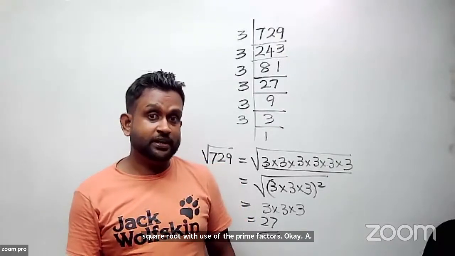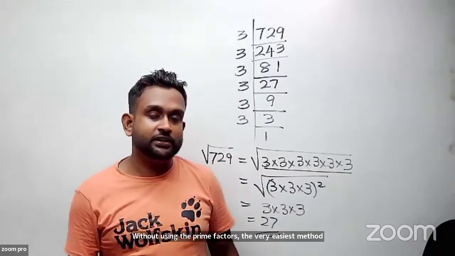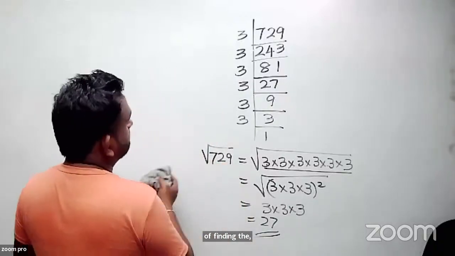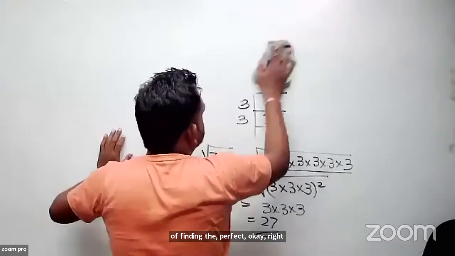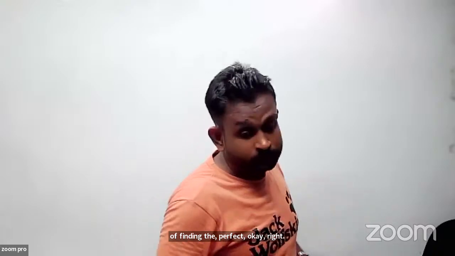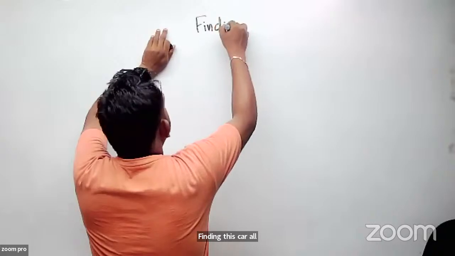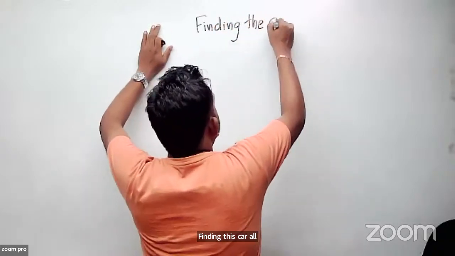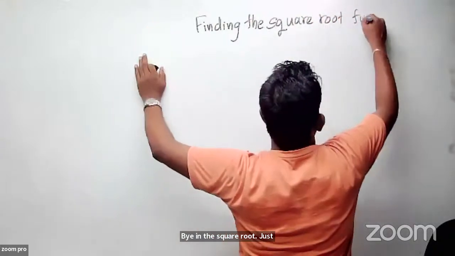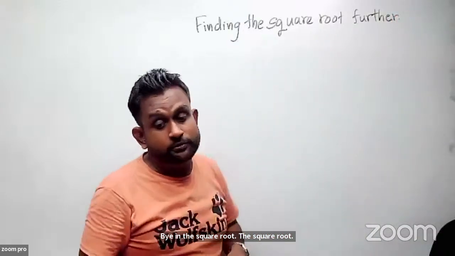Without using the prime factors, the very easiest method of finding the square root of perfect squares. Okay, right. Write down the subtopic: Finding the square root further.